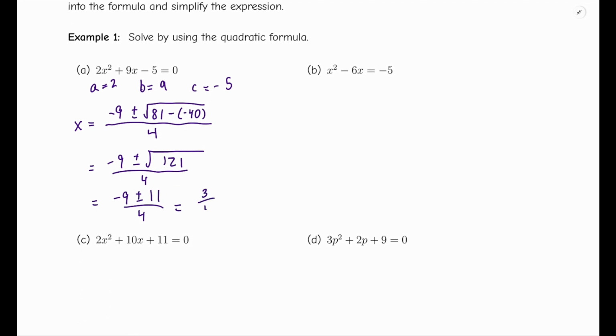3 over 4, or negative 20 over 4. And the negative 20 over 4 is negative 5.